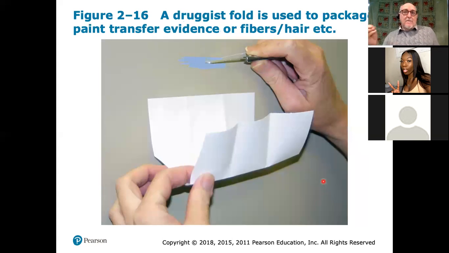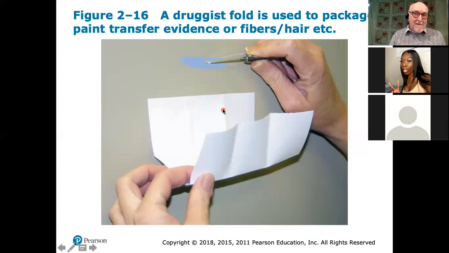If you have very fine things like hair or glass fragments, paint chips or something like that, they are so small that if you put them into an envelope, it'd be very easy either to lose them in that envelope or have them be crushed. So often a paper fold is used, but it's got a special name. It's called a druggist fold.